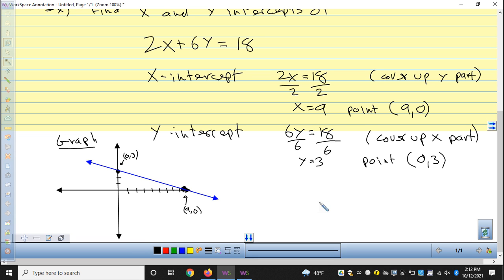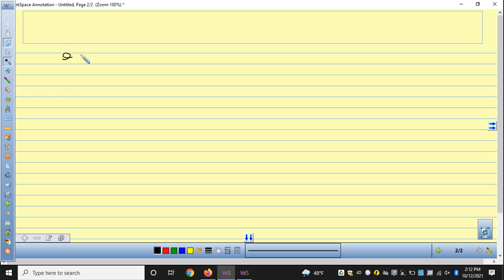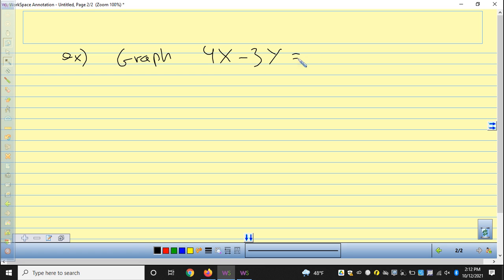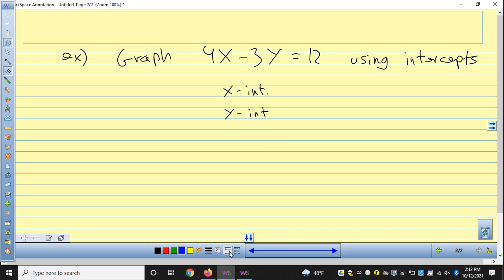All right, questions there? Okay, so I want you all to try this next one. We're going to graph x minus 3y equals 12 by using the intercepts. So that means we want to find the x-intercept and the y-intercept. And I'll start my thing here. So you all try this one. Find your x-intercept, find your y-intercept, and sketch a graph. And then we'll talk about this in just a second.